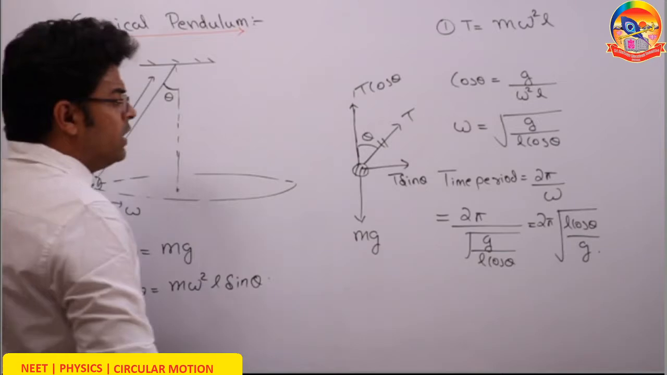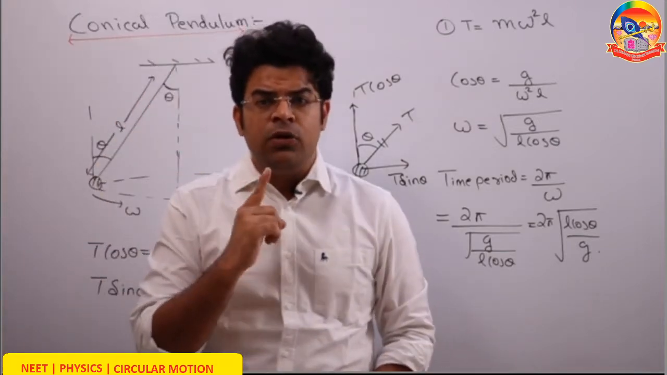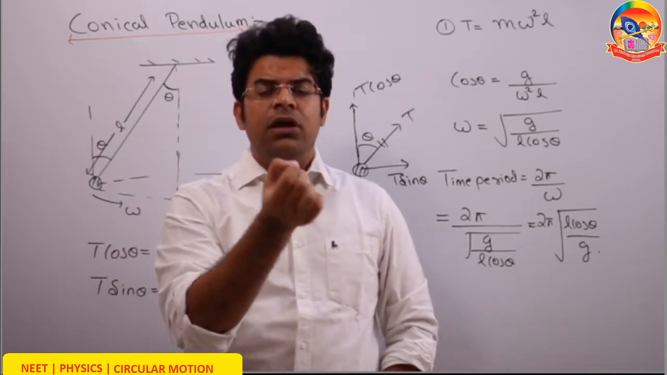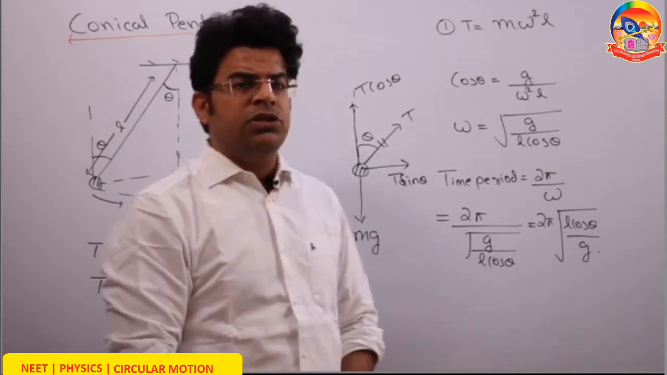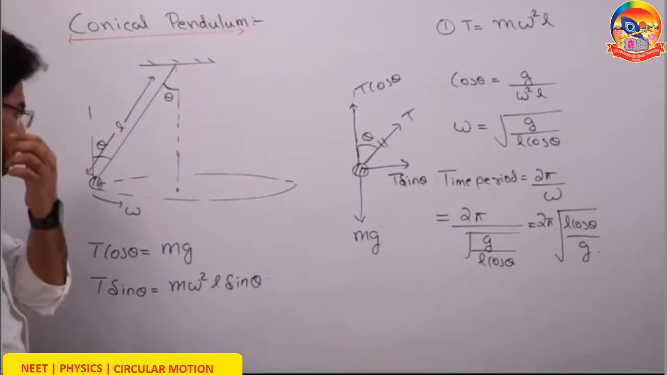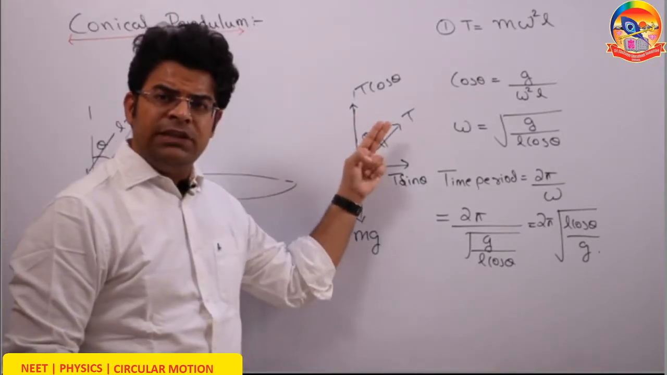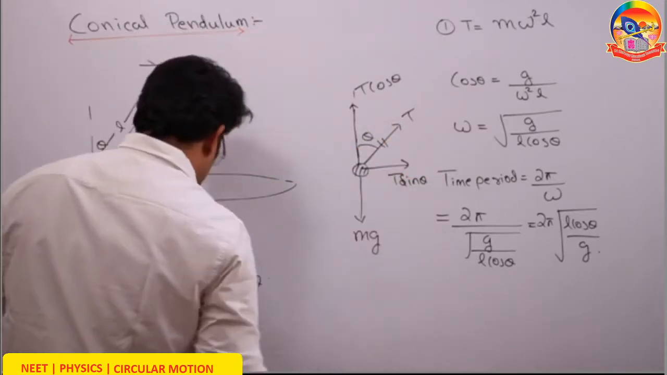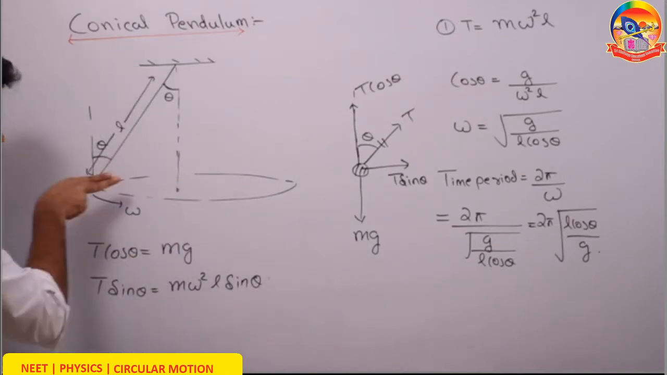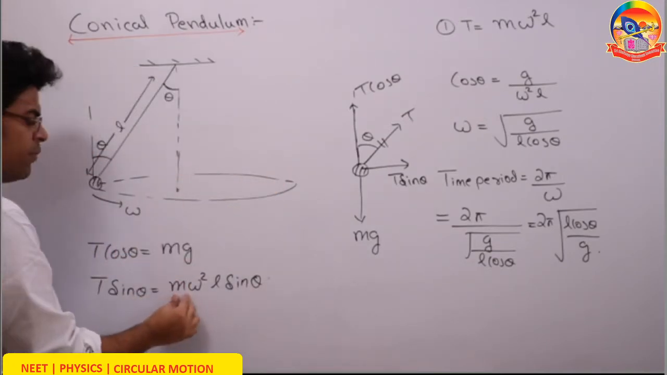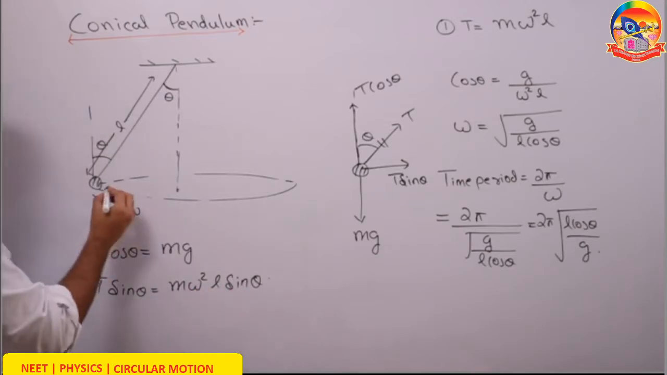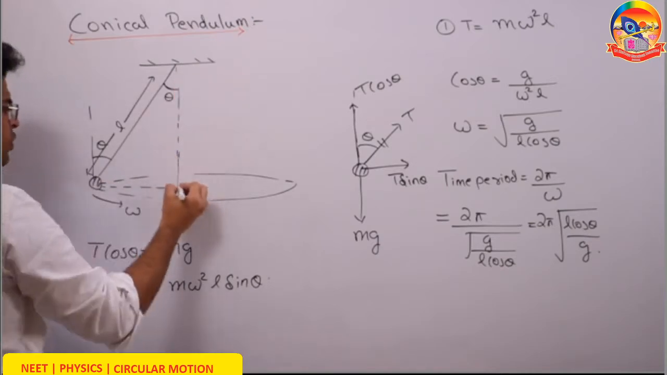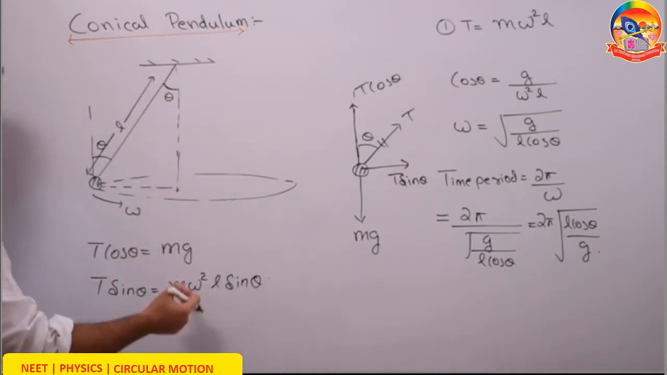Second equation, the net force acting towards the center should be equal to centripetal force. The bob moves in horizontal circle. Who applies the required centripetal force? The horizontal component of tension. So the horizontal component of this tension, T sin theta, provides the required centripetal force. The net force acting towards the center, T sin theta, equals m omega square r, and the radius in which this bob will move has to be equal to L sin theta, and this height definitely has to be equal to L cos theta, and the radius in which the bob moves is L sin theta.